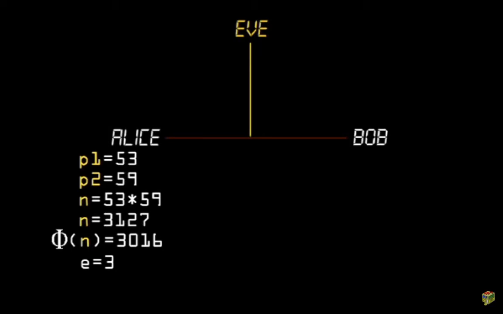3,016. Next, she picks some small public exponent e, with the condition that it must be an odd number that does not share a factor with phi of n. In this case, she picks e equals 3. Finally, she finds the value of her private exponent d, which in this case is 2 times phi of n plus 1 divided by 3, or 2011.